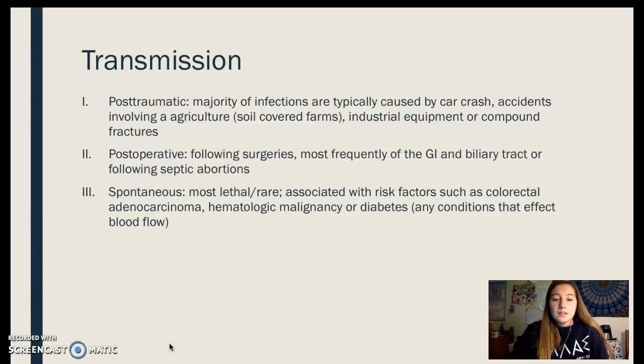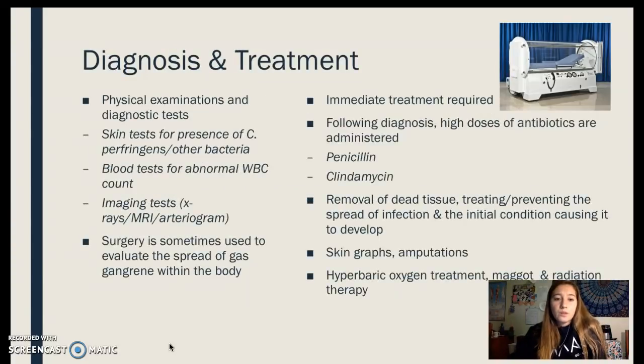Spontaneous is the most lethal type of contraction, but it's also the most rare, and it's associated with risk factors such as colorectal adenocarcinoma, hematologic malignancies, or diabetes. Any conditions that really affect blood flow. So diagnosis and treatment: it's pretty easy to spot if you have gangrene or not, but if you come in with early symptoms, physical examinations and diagnostic tests will clarify whether you have it or not.